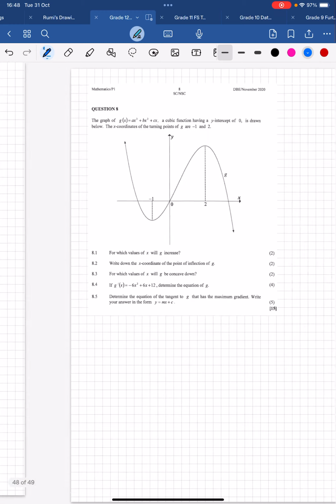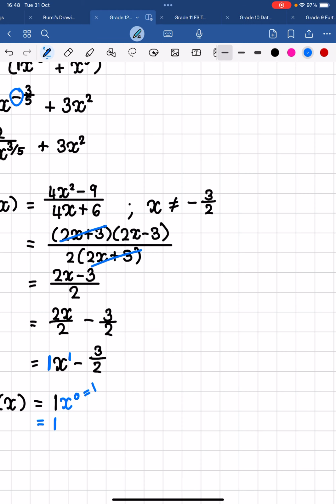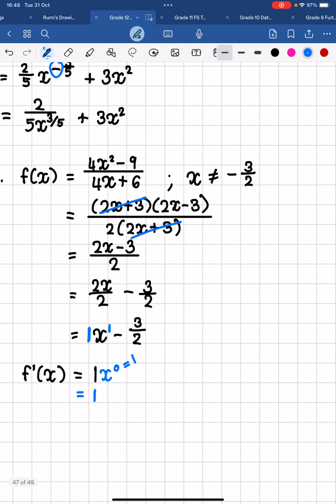What happens to the 3 over 2? The derivative of a constant term is always 0, because this is the same as negative 3 over 2 x to the power of 0, because x to the power of 0 is just 1. So that is why the derivative of any constant term is 0, because when you multiply the number in front by that exponent, it's going to be 0 as well.